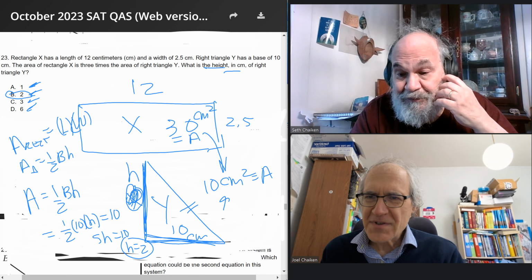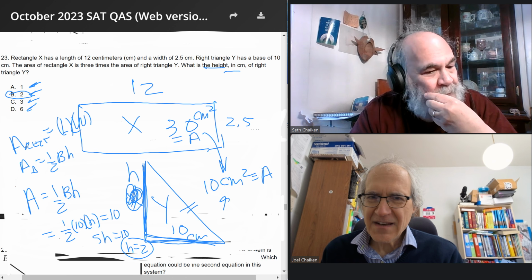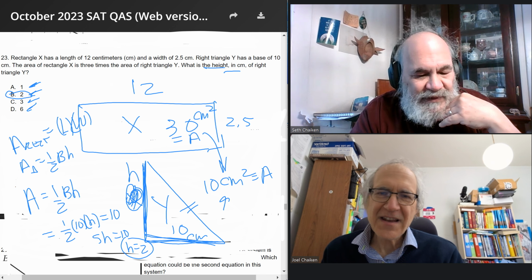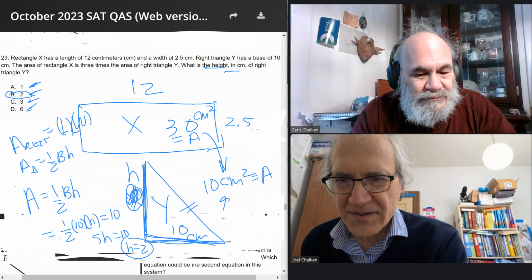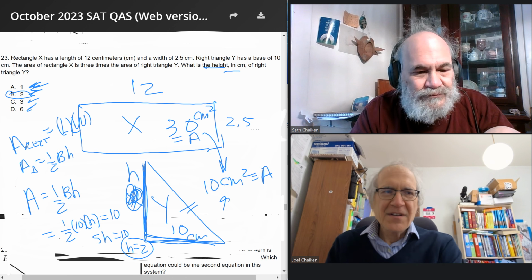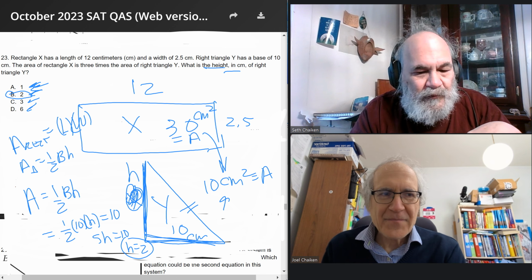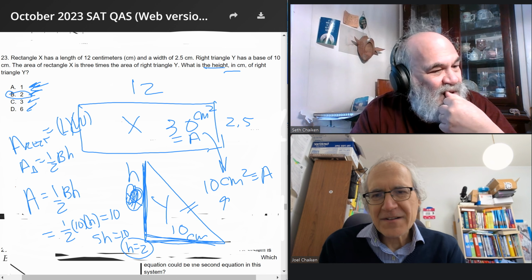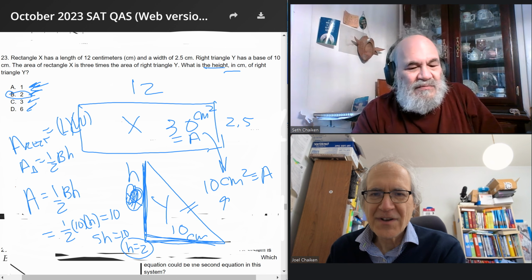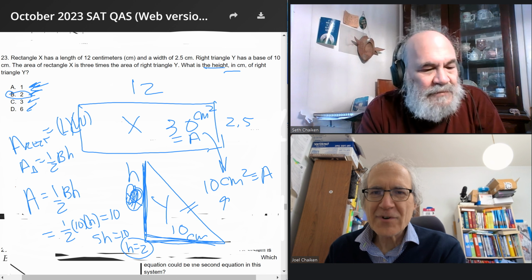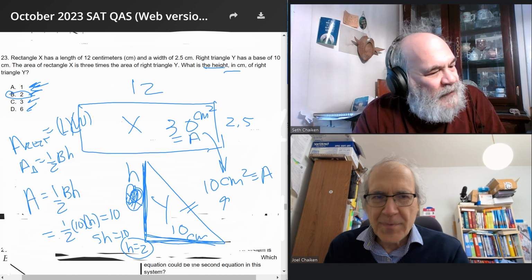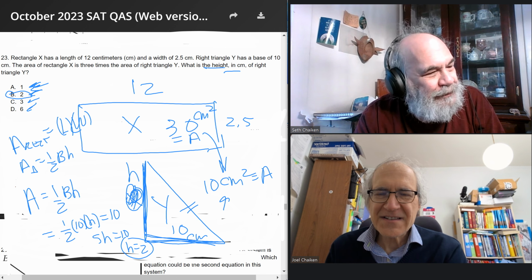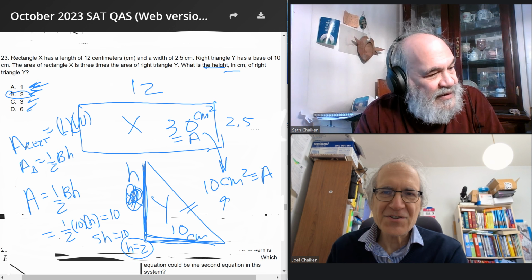2 times 10 is 20. Half of 20 is 10. Yeah, you could do that. You could just go through all the different answers and check and just back solve. In a calculator section, well, I used the calculator for 12 times 2.5, but it may take more time to open up the calculator on the digital SAT than it would take to actually do that.